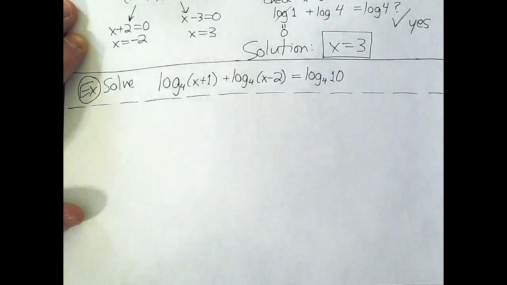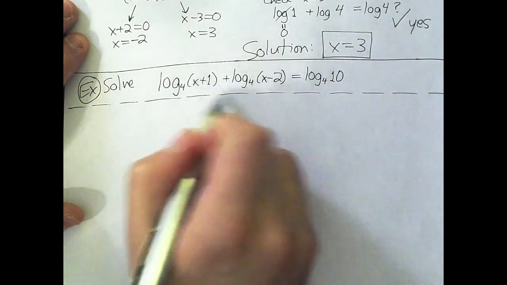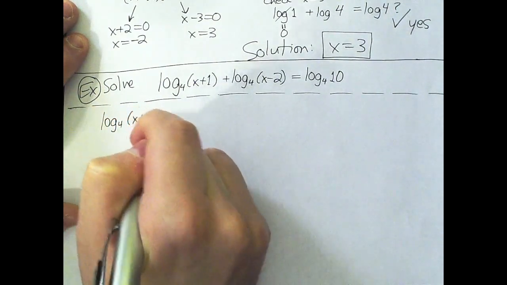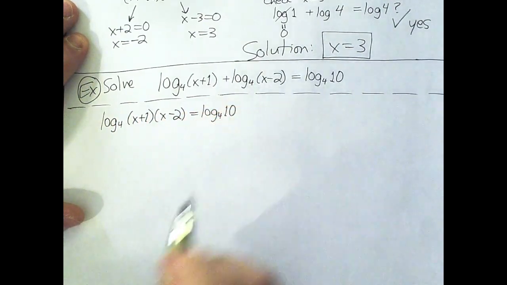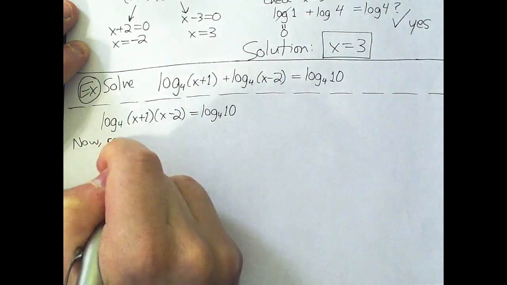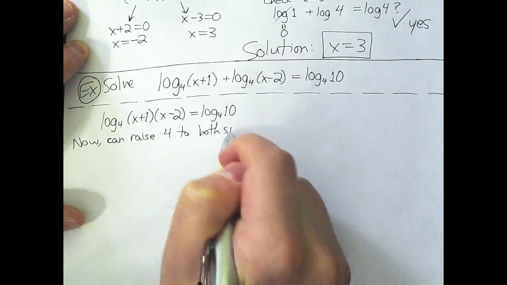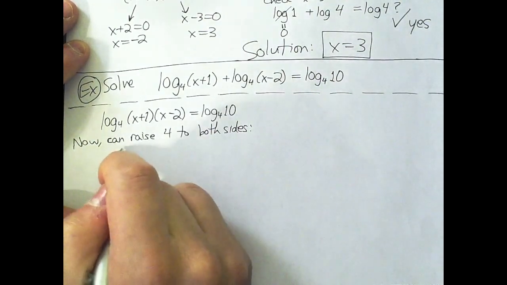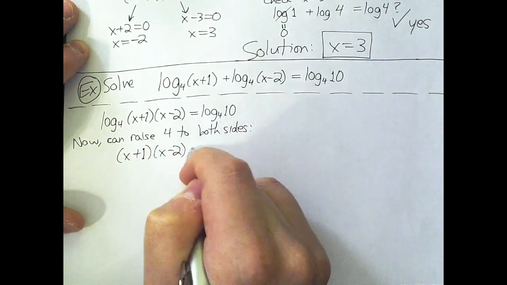All right, so I think I'm going to start this in a similar way to that previous problem where I'm going to say there's a plus sign here. So let's merge these together. Let's make this log base 4 of x plus 1, x minus 2 equals log base 4 of 10. Now, we can raise 4 to both sides. 4 to the left, 4 to the right. And when you do that, you're going to cancel out the logs, right? So all you're going to be left with is x plus 1, x minus 2, that's the left side, equals 10.